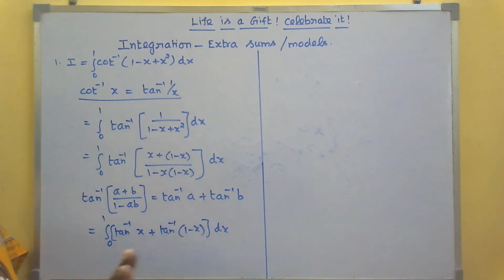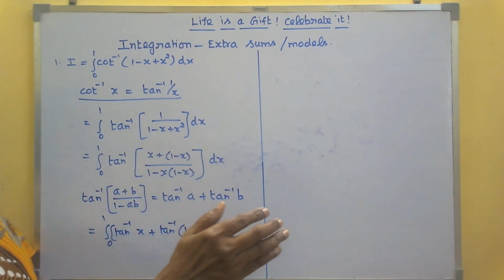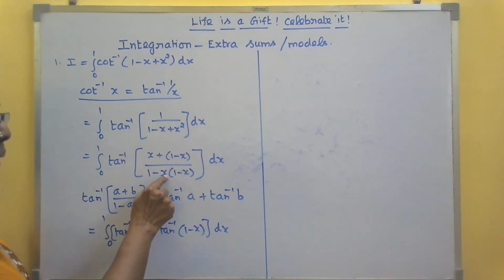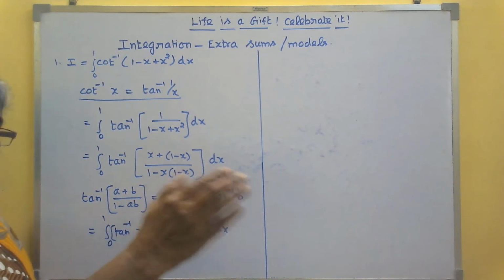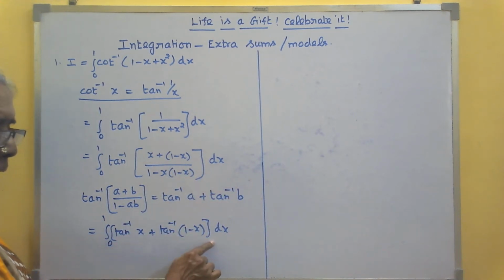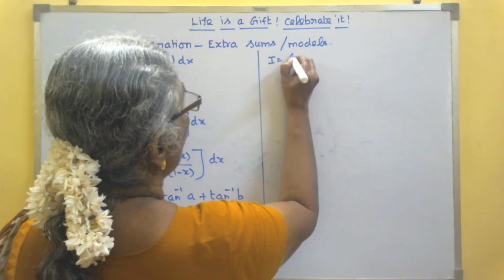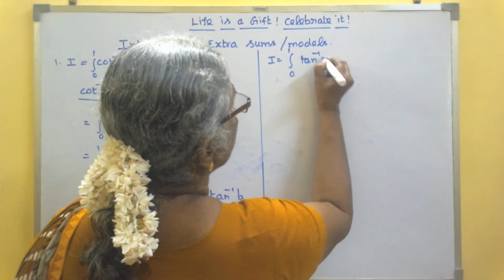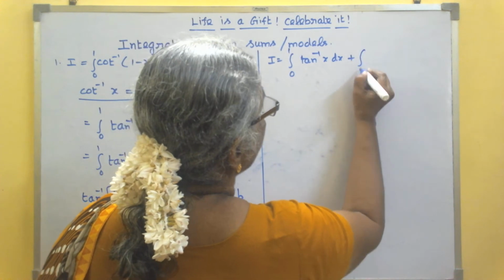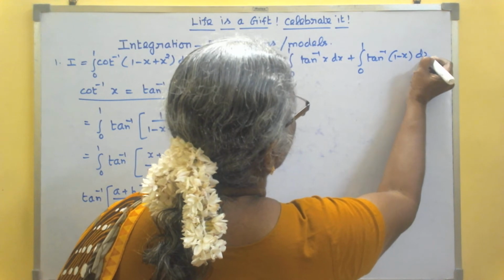So first what did you do? The cot inverse, you used this concept and converted in terms of tan inverse. Then the denominator, you took minus x common and wrote it like that. The numerator 1 you expressed as x plus 1 minus x. Then you used another inverse trigonometry concept and you got like this. Now let me write it as two integrals. That is, I will be now equal to integral 0 to 1 tan inverse x dx plus integral 0 to 1 tan inverse 1 minus x dx, right?